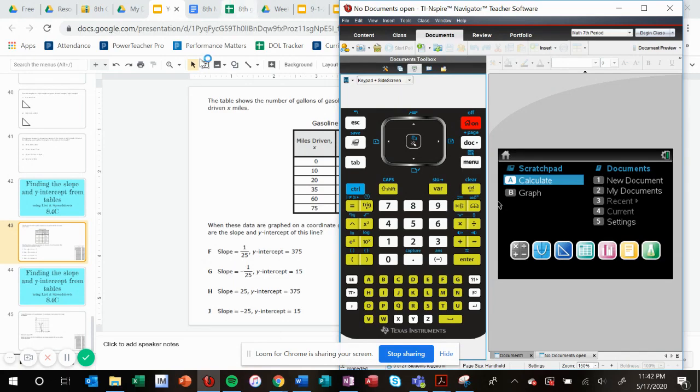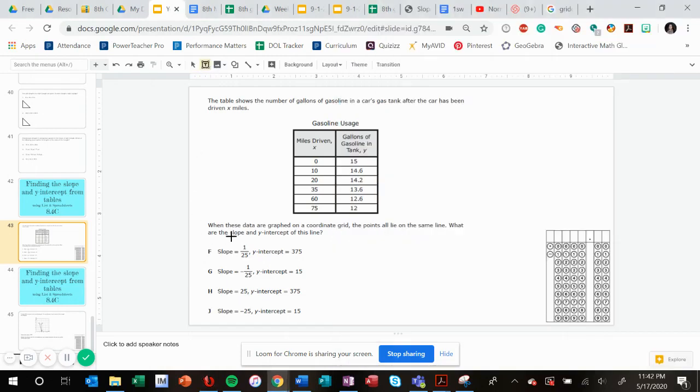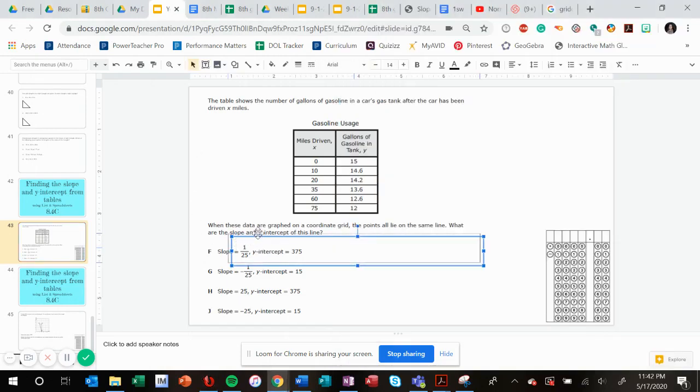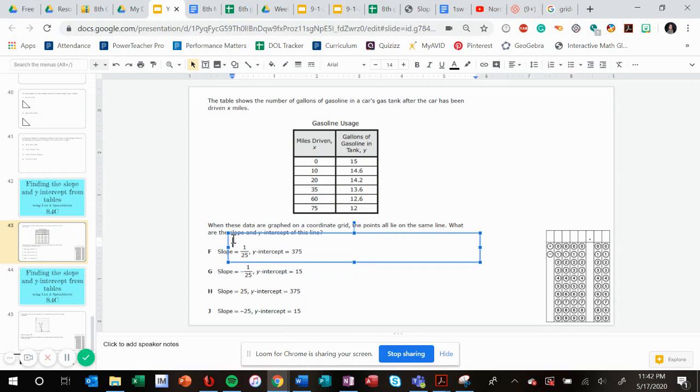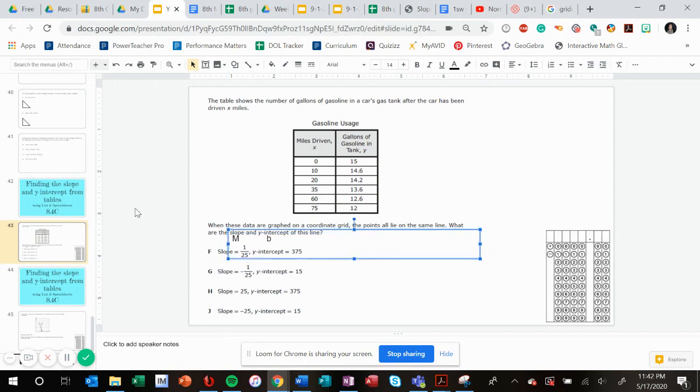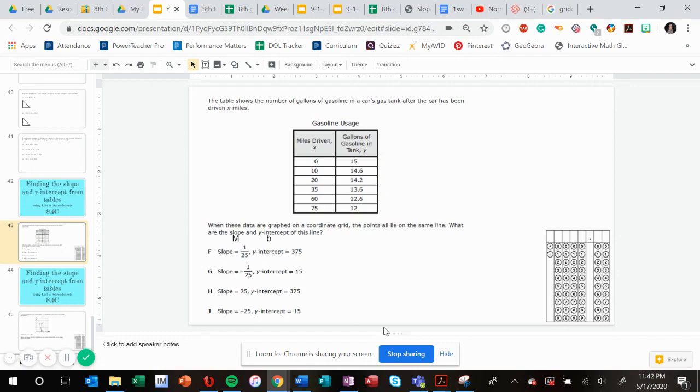So actually, let me type this here. Slope is the letter M, and y-intercept is the letter B. That way, when I'm looking for my answer, I know where I need to look. So I need to find both of these.